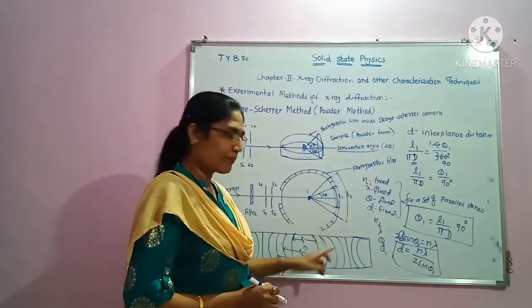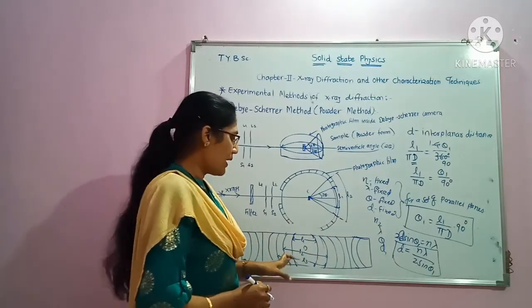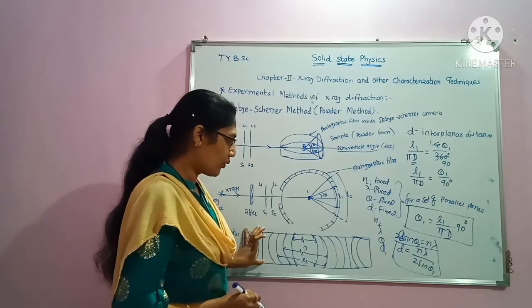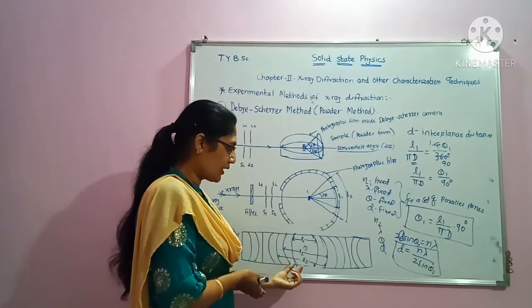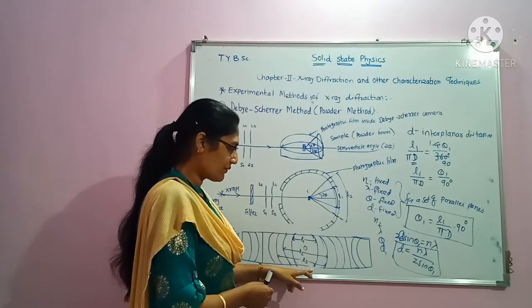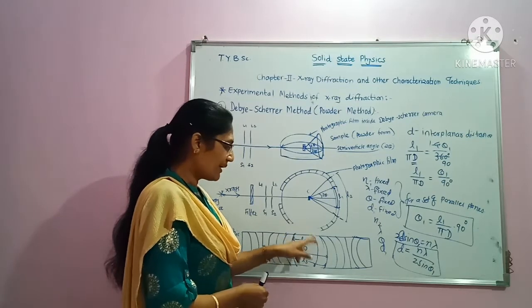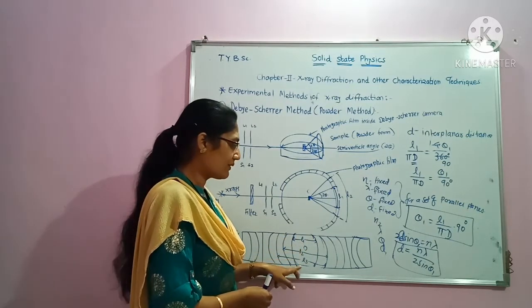Here we have obtained such type of photographic film or photograph, and these are the circular rings, but due to the narrow structure of the photographic film, we are getting such type of curved surfaces. We have to measure the length of each ring. Then it comes out as L1, L2 or L3.